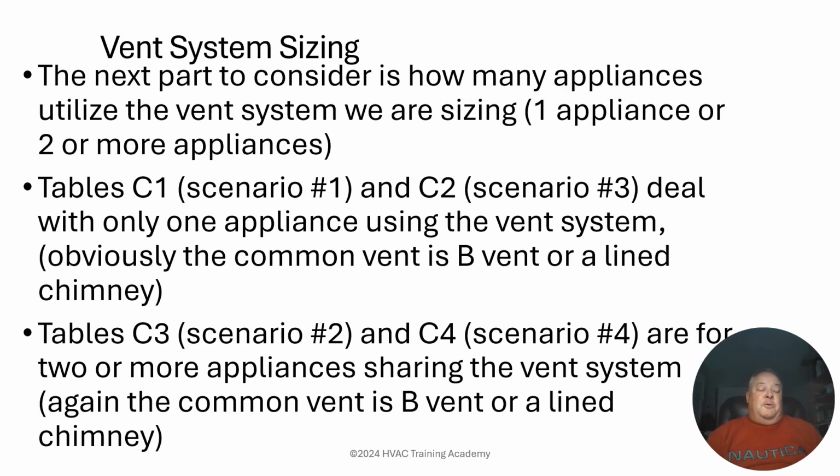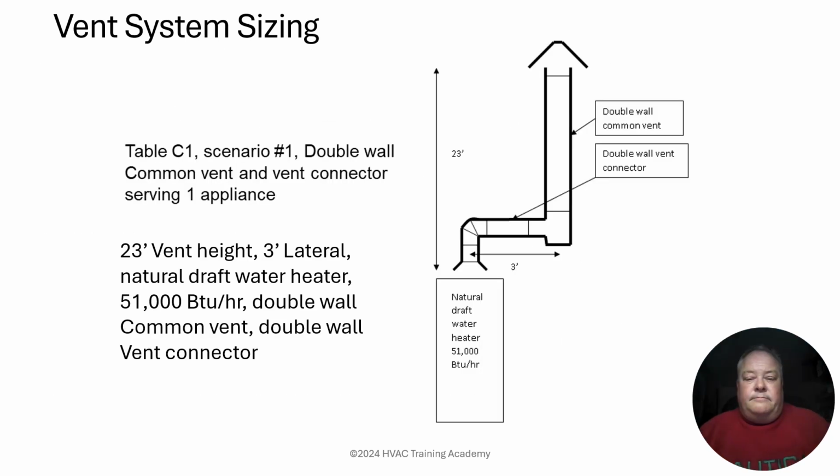So we talked about one or two or more appliances being one thing that we need to know. Table C1 and C2 are for only one appliance in the vent system, usually going to have a B vent or a lined chimney. Table C3 and C4 are for two or more appliances sharing the vent system again. Common vent, B vent, or a lined chimney is most common.